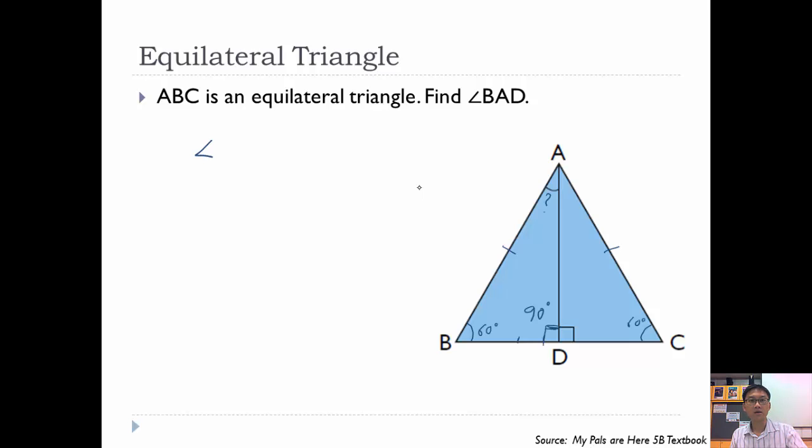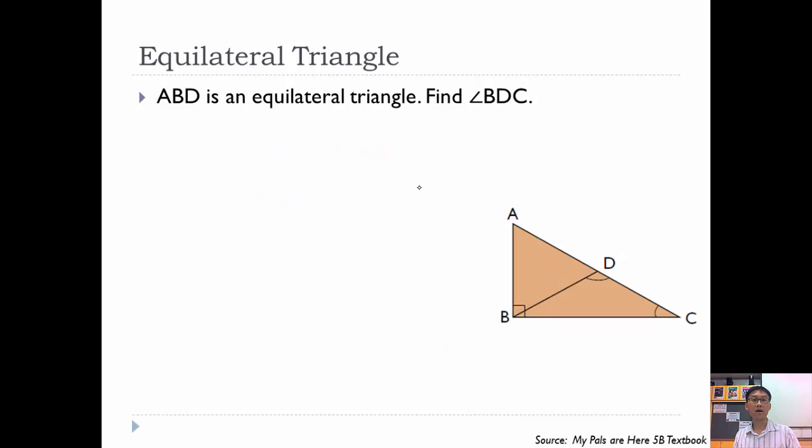Easy, right? So angle BAD is not so bad after all. 180 degrees minus 90 degrees minus 60 degrees, and what you will get is 30 degrees. And that is how simple it is to solve a question.